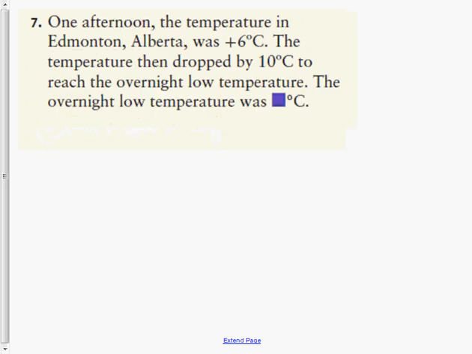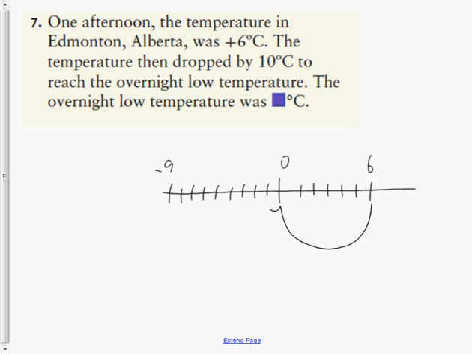Question 7 says, one afternoon the temperature in Edmonton, Alberta was +6 degrees. The temperature then dropped by 10 degrees to reach an overnight low temperature. So if we think about this on a number line, this is 0, 1, 2, 3, 4, 5, 6. 1, 2, 3, 4, 5, 6, 7, 8, 9. This is -9, etc. So it started at +6 and dropped 10 degrees. So there's dropping 6, 7, 8, 9, 10. I would end up at -4 degrees temperature. If it starts at 6 degrees and it drops 10 degrees, the new temperature would be -4.